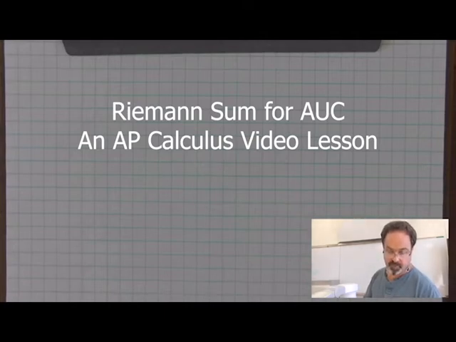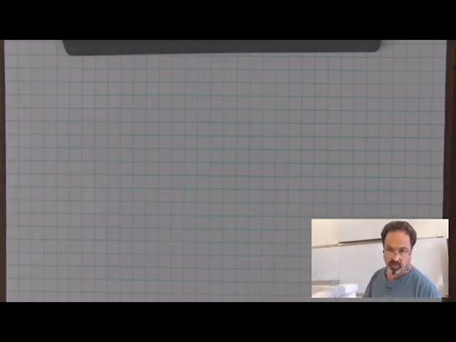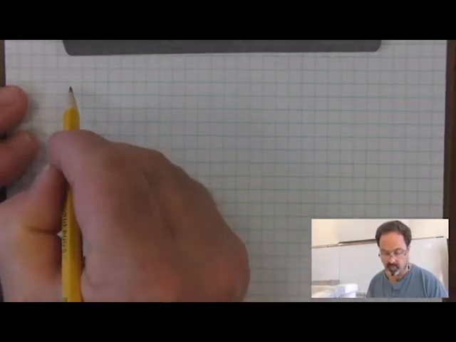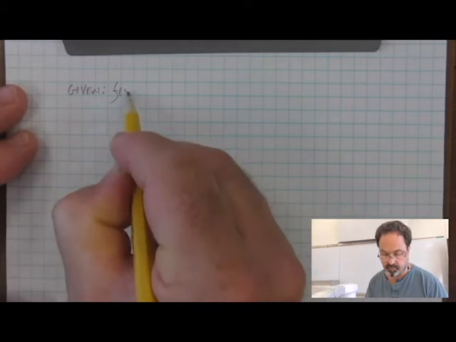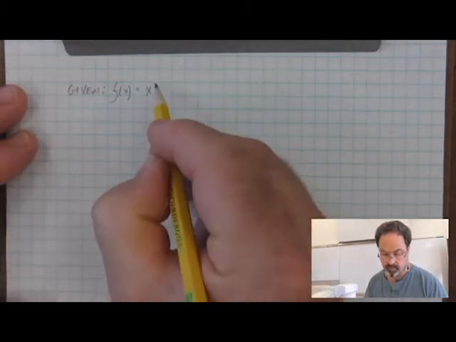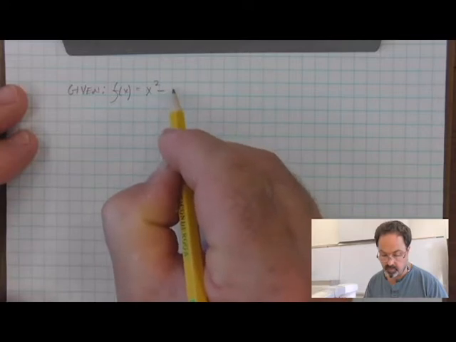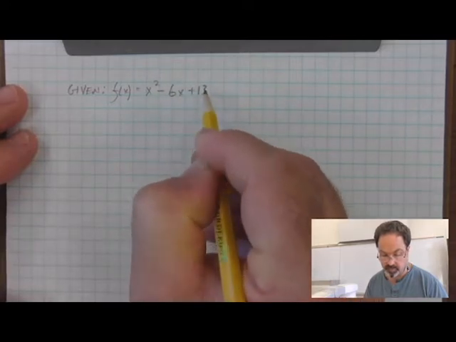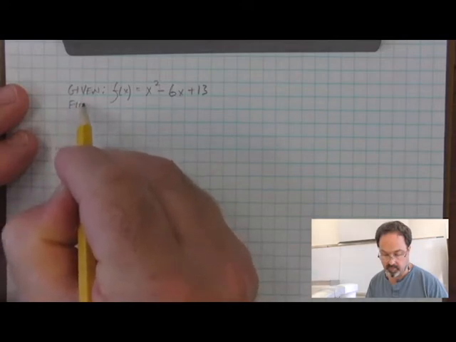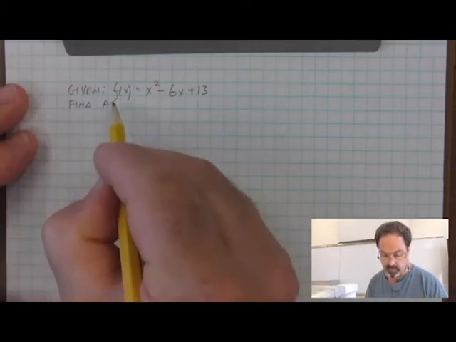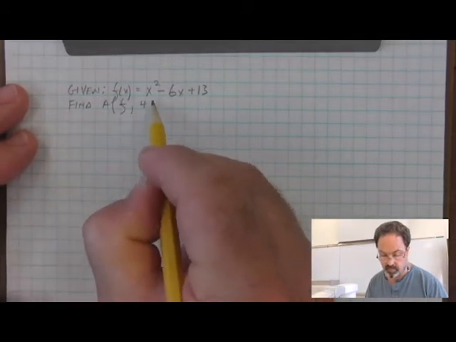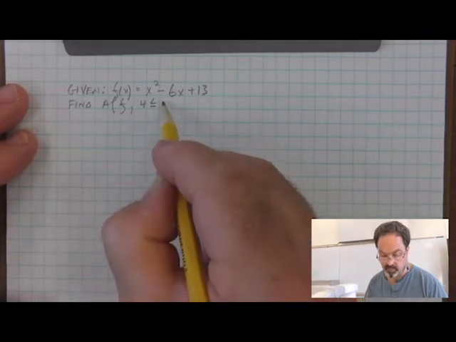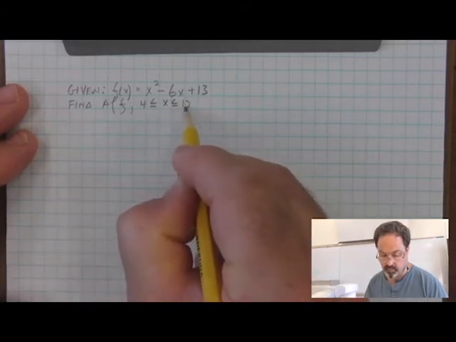VLSos here. This is a video lesson on using a Riemann sum for area under the curve. For example, we could be given a function such as x squared minus 6x plus 13. And we could be asked to find the area under f on an interval, in this case from 4 to 12.